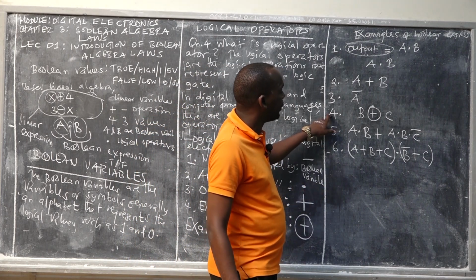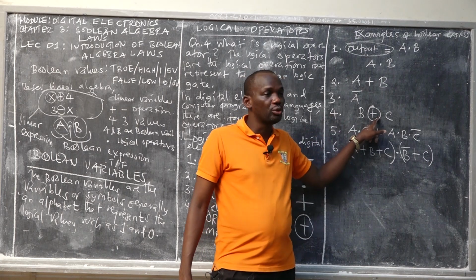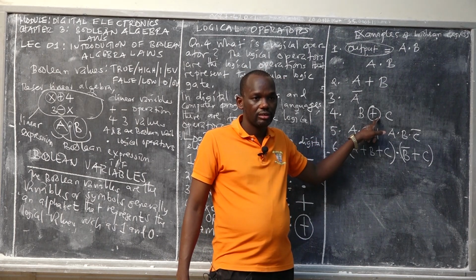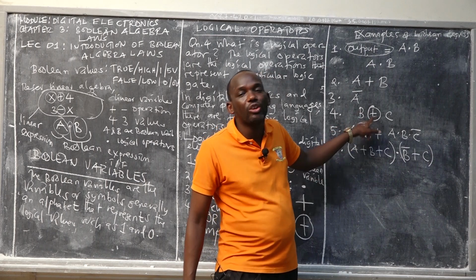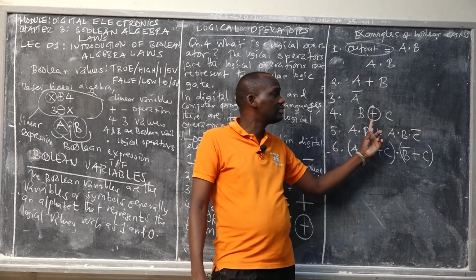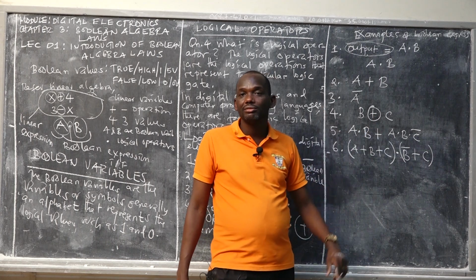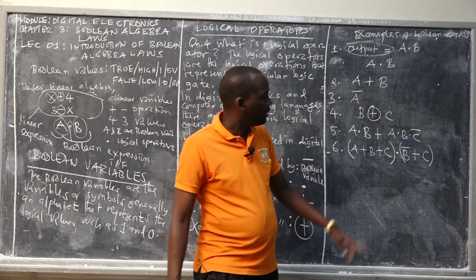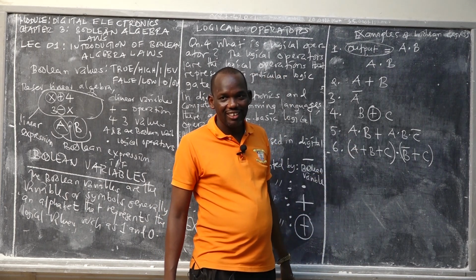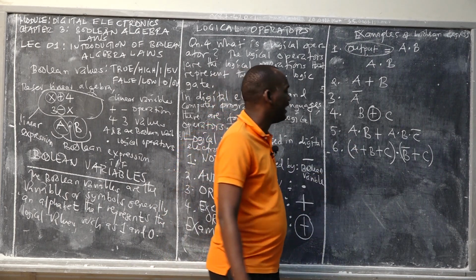Then here, this is the point. This one is the exclusive OR gate operator. So this is A exclusive OR C. We have only a single gate. Okay?